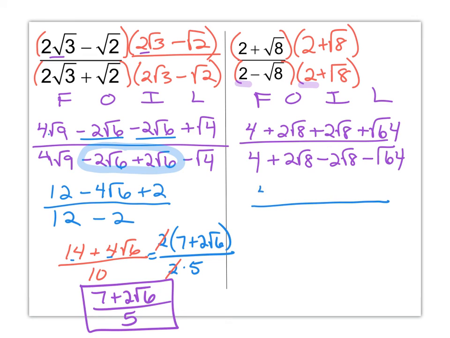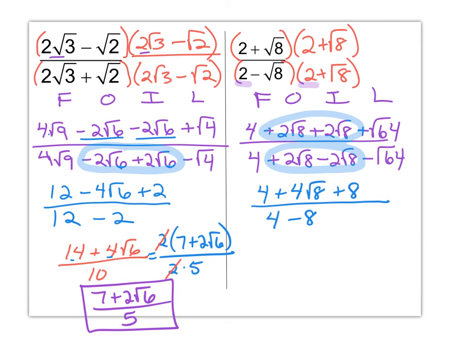In the numerator, we have 4. The plus 2 square root of 8 plus another 2 square root of 8, those are like terms. We can write that as plus 4 square root of 8. And the square root of 64 is 8. So we can write it like that. And in the denominator, the outer and the inner, the middle two terms are opposites. So those will cancel out. And we're going to have 4 minus the square root of 64, which is minus 8.